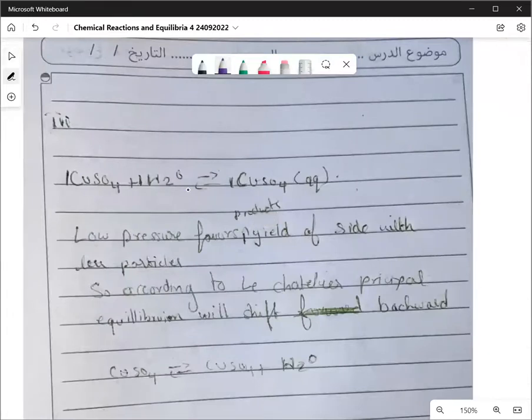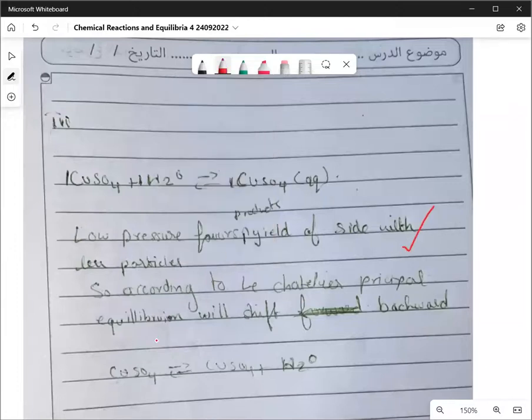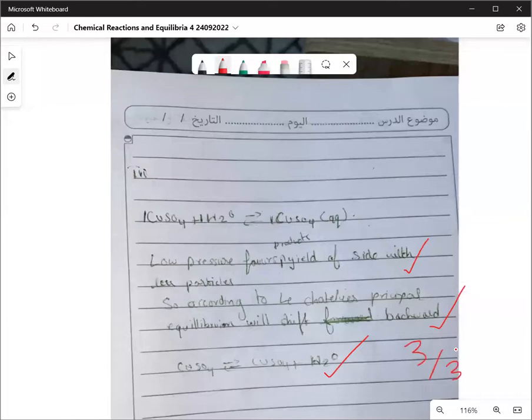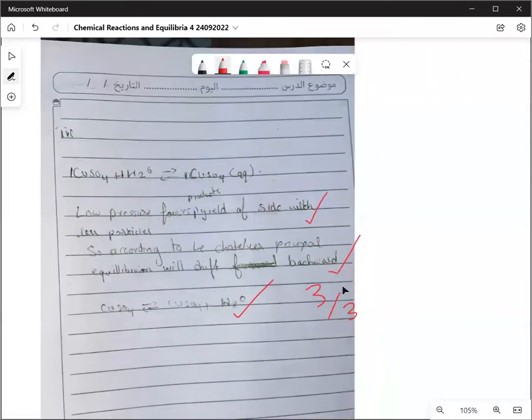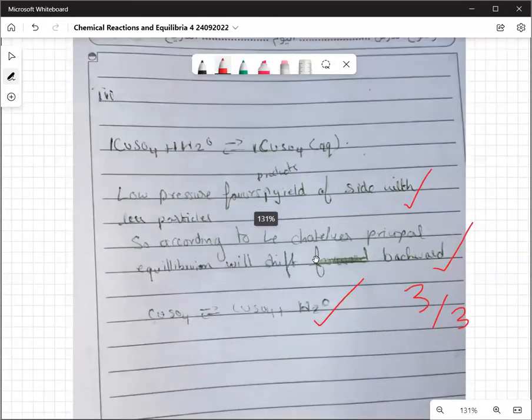Now CuSO4 plus H2O. So product, low pressure favors yield of products, side with less particles. Okay. Less particles according to Le Chatelier's principle, equilibrium shifts backwards. CuSO4. Yep, correct. Good job. 3 out of 3. Right? Does it make sense now? Is it easy?